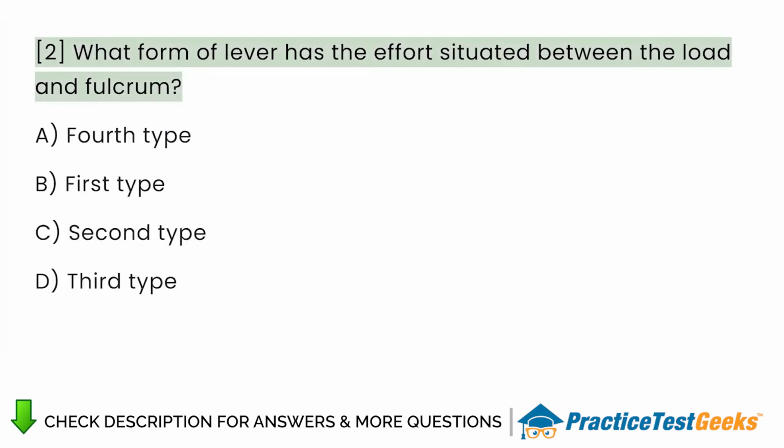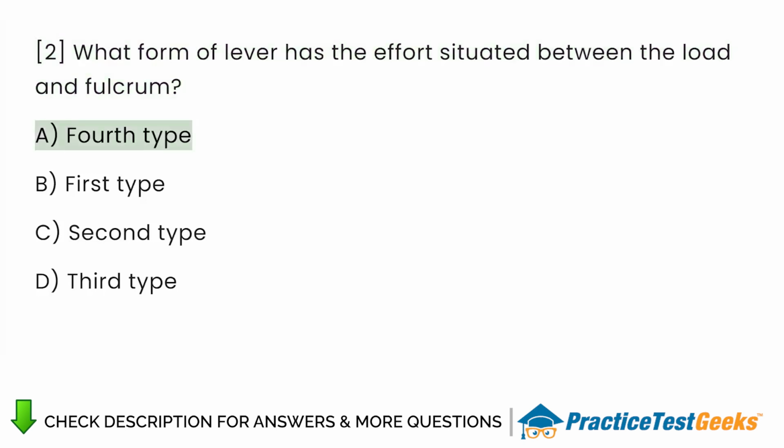What form of lever has the effort situated between the load and fulcrum? A. Fourth type. B. First type. C. Second type. D. Third type.